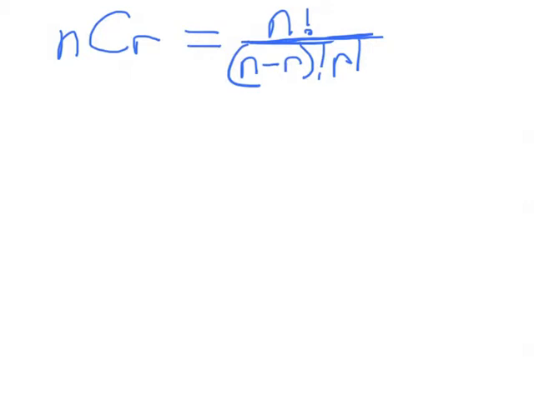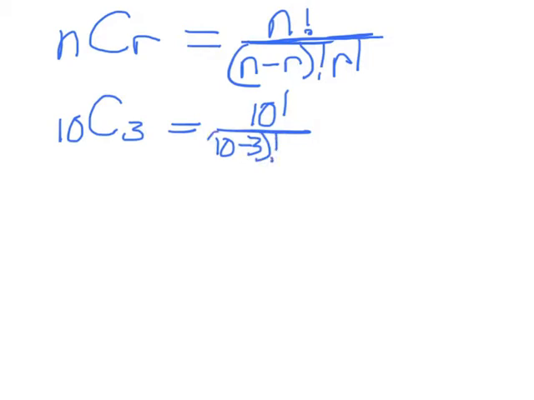So how does this work in the formula? Well, if we had something like 10 combination 3 at a time, that would be 10 factorial over (10 minus 3) factorial times 3 factorial.